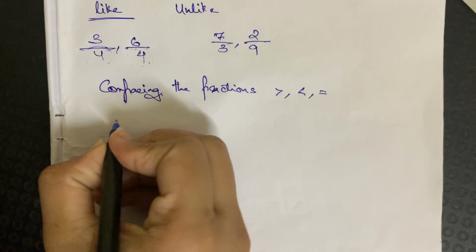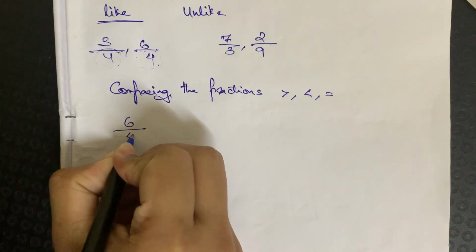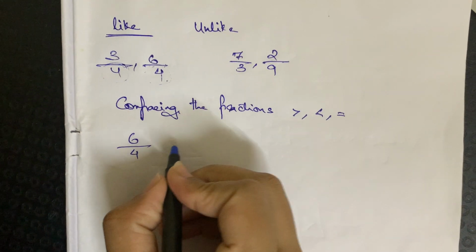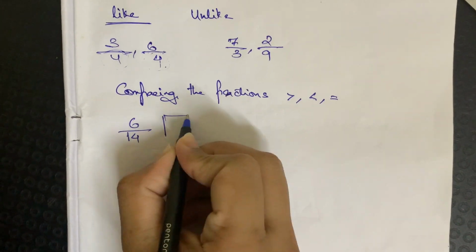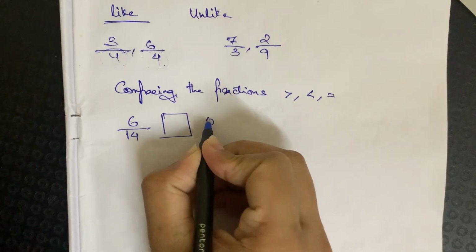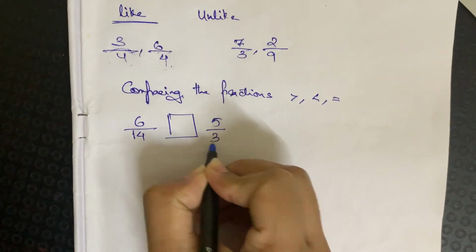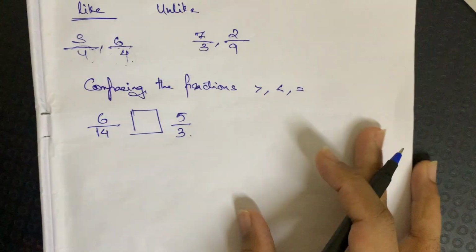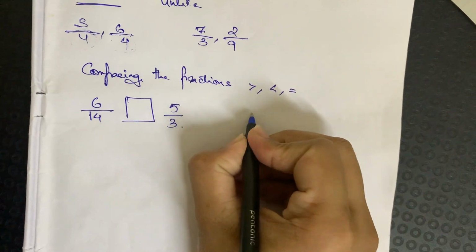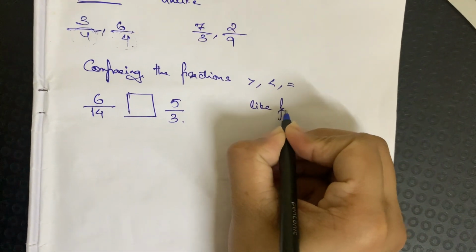Let's suppose I have been given 6 by 4 and 6 by 14, let's take, and there is another fraction which is 5 by 3. Okay, now there are different types of fractions. Look, if they have like fractions given, it's easy for me to compare them.